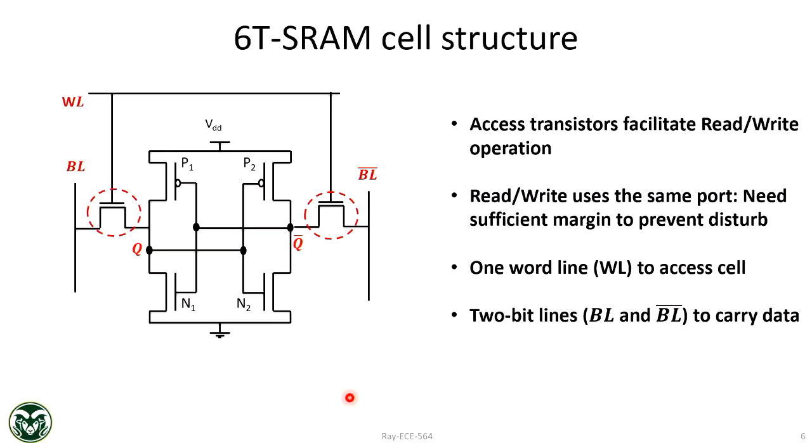During write, what is going to happen? During write, can anyone tell me what you will do? Suppose this is Q equal to 1 after power up, but you want to write it 0. What will you do?